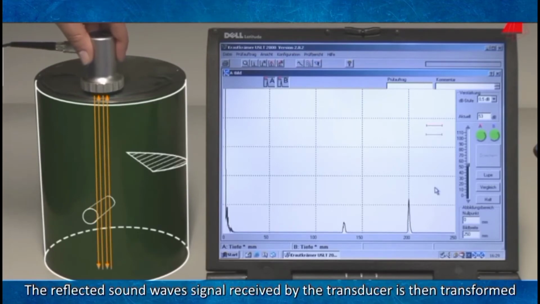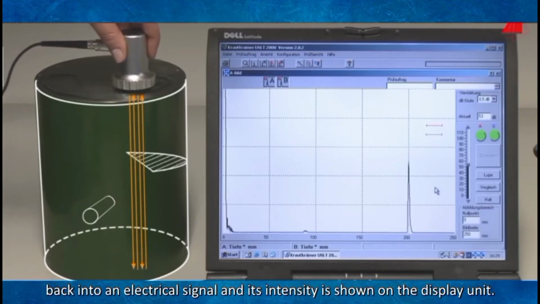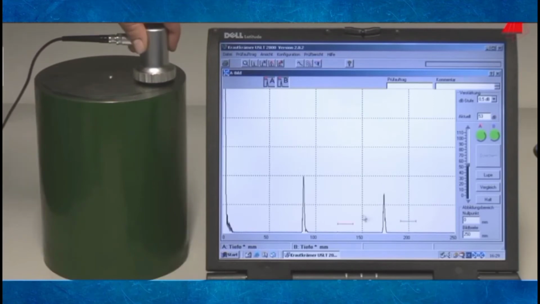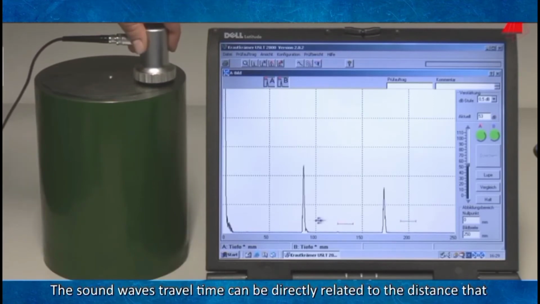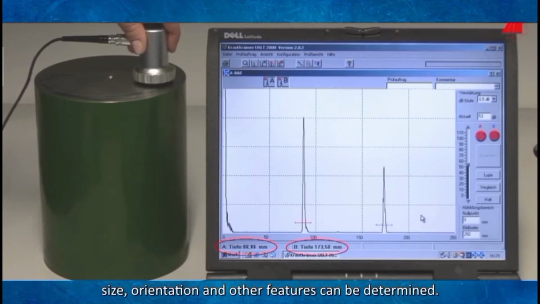The reflected sound wave signal received by the transducer is then transformed back into an electrical signal, and its intensity is shown on the display unit. The sound wave travel time can be directly related to the distance that the signal has traveled. From the signal, information about reflector location, size, orientation, and other features can be determined.